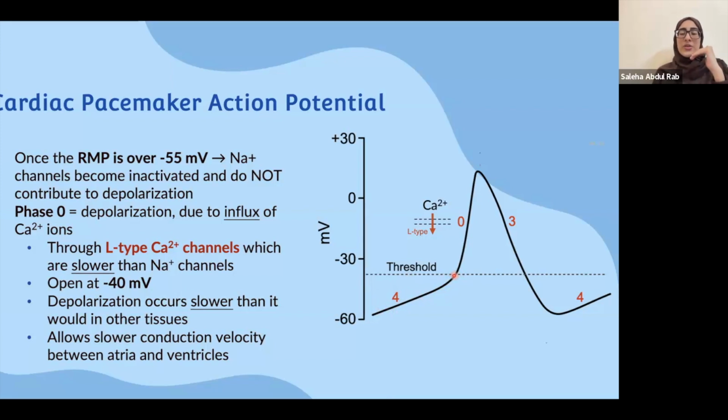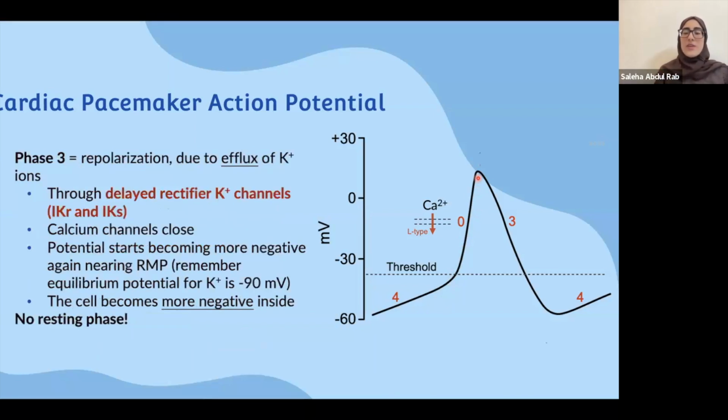These are slower than the sodium channels, and they open at -40, and they cause depolarization by allowing calcium to enter the cell. An influx of calcium ions, more positive ions coming into the cell. That's going to raise the membrane potential from -40 to a more positive potential, right? Okay, so that's phase 0. Calcium ions are coming in through L-type calcium channels.